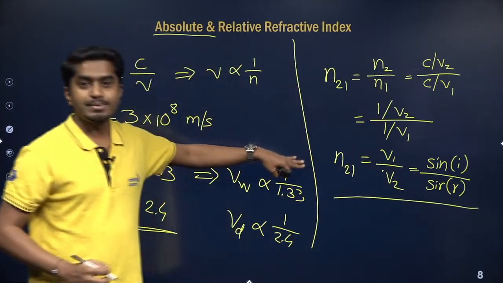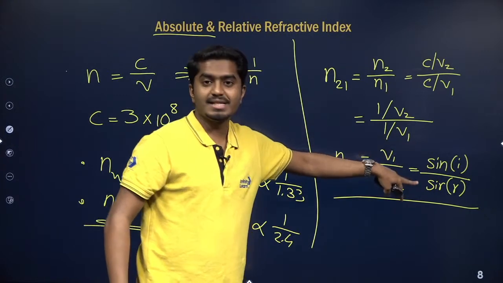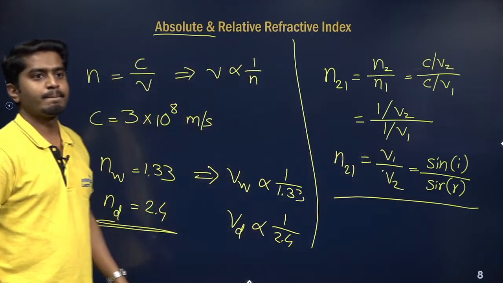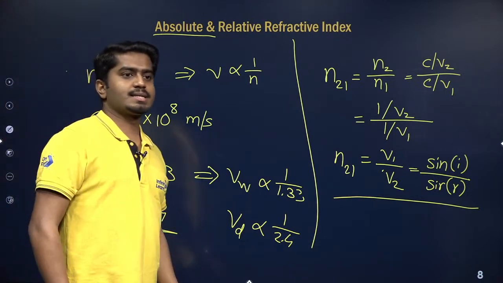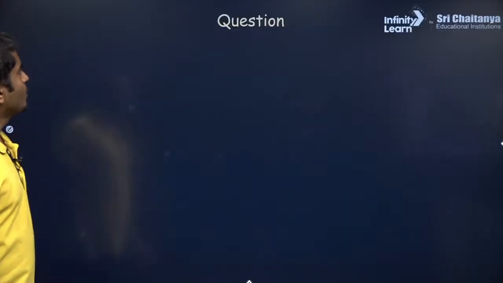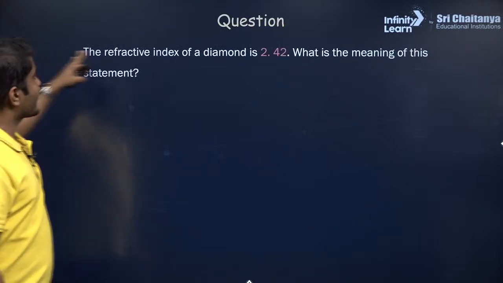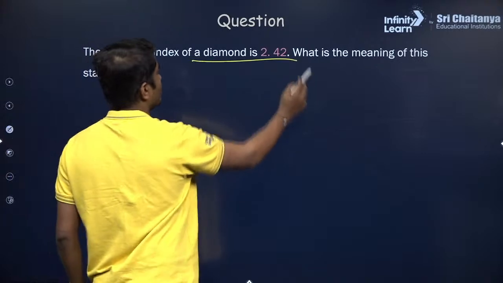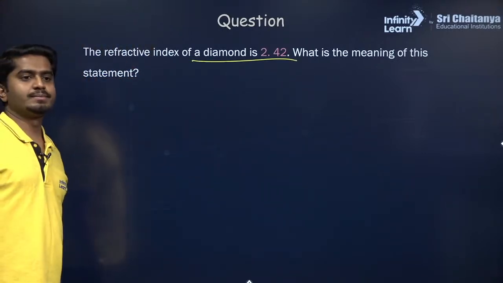So this is the absolute refractive index. This is from the definition and this is from Snell's law. Clear? Yes. So now we have a question. The question is: given that the refractive index of diamond is 2.42, what is the meaning of this statement?